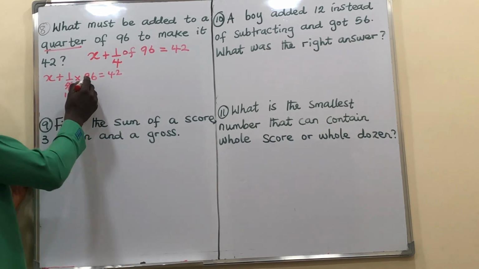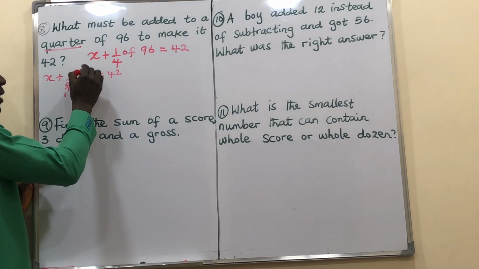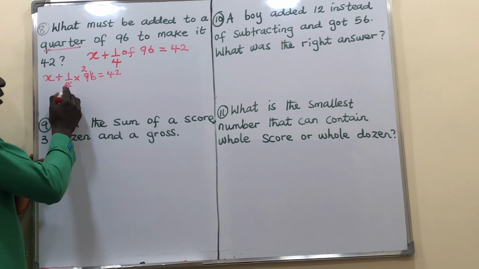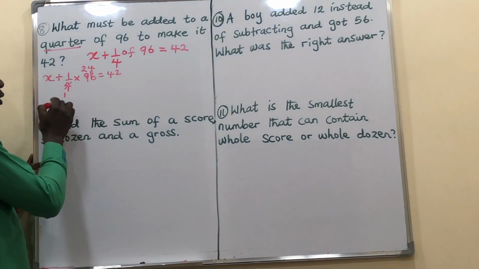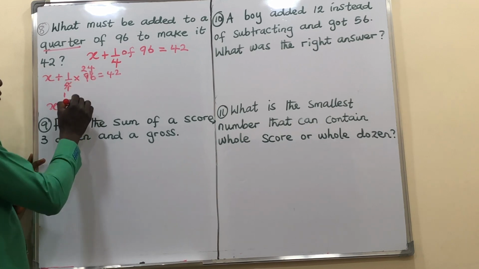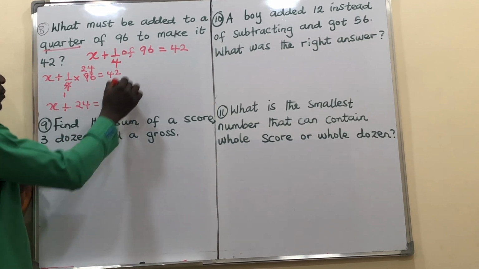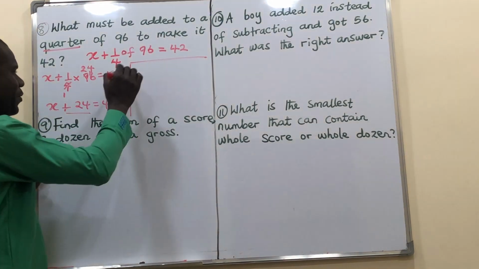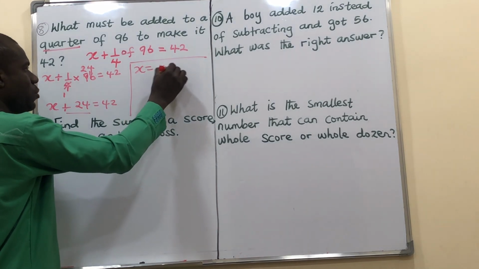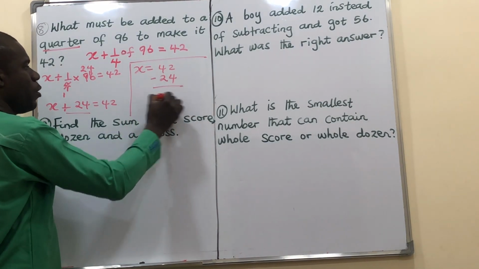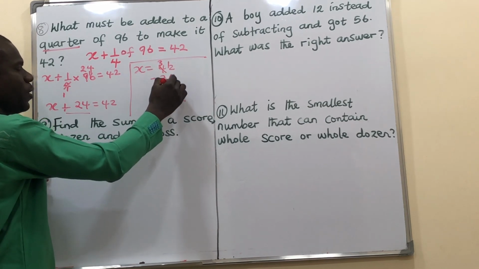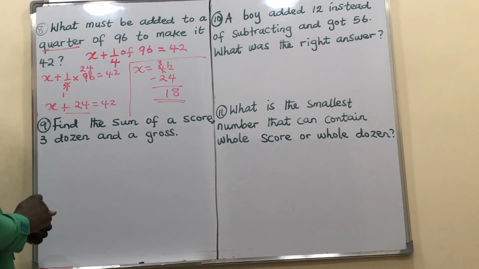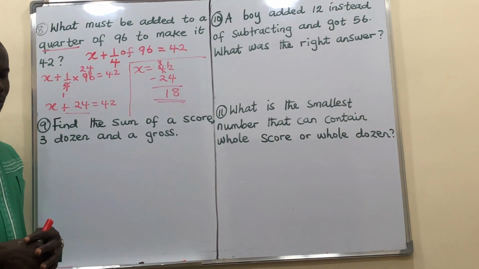So 96 divided by 4: how many times can 9 be divided by 4? It's 2 times, remainder 1, because 2 times 4 is 8. Then 16 divided by 4 is 4. So the new equation will be x plus 1 times 24, 24, equals 42. To get the number that must be added, collect like terms and move plus 24 to the right hand side. So x will give me 42 minus 24. Borrow 1 from 4, 4 is 3, put it here, 12. 12 minus 4, 8. 3 minus 2, 1. So 18 must be added to a quarter of 96 to make it 42.